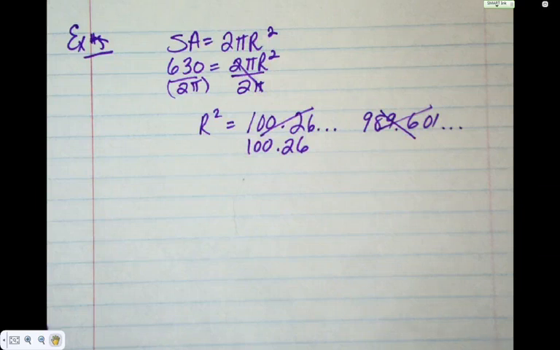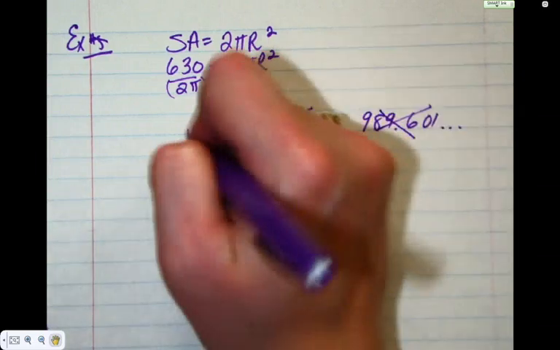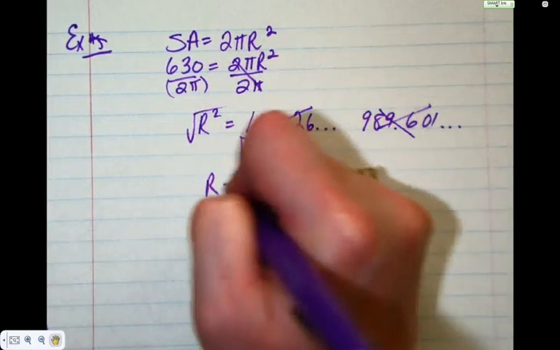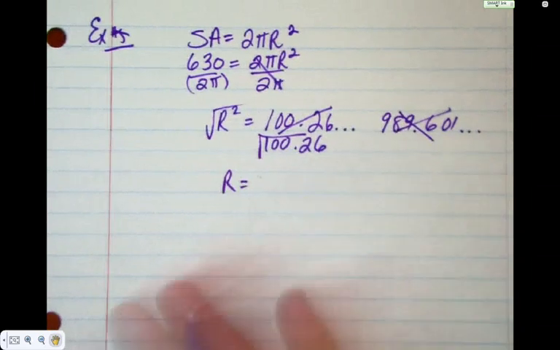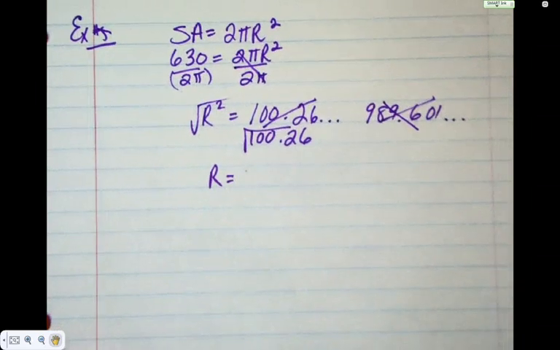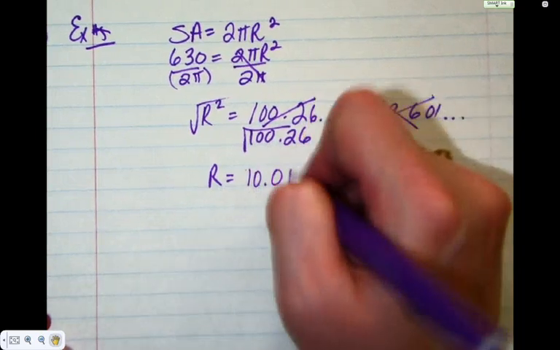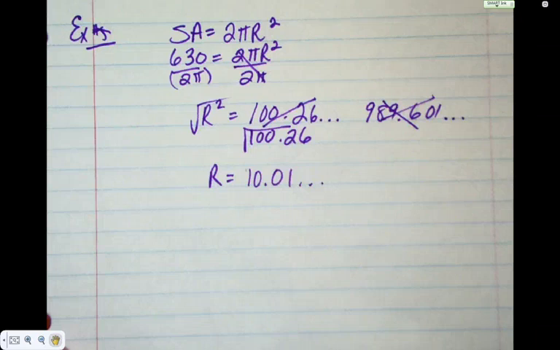We're good with that? Okay, how do we get rid of a squared? What's the opposite of squaring something? Are we rounding now? No, not done yet. I'm guessing it's going to be 10 point something.